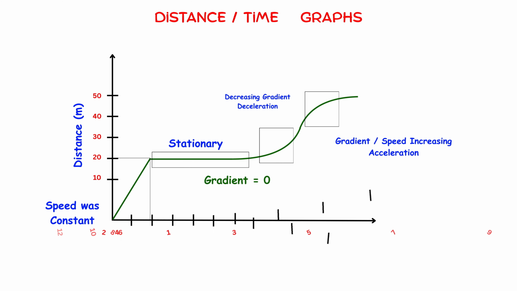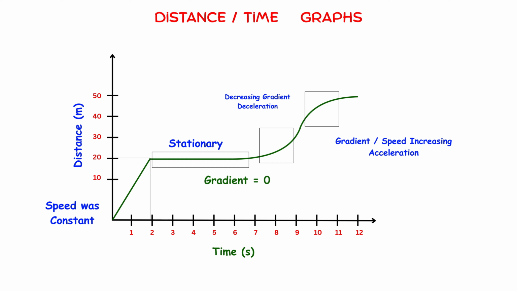Let's look at the first section of the graph where the cyclist travels a distance of 20 meters in just 2 seconds. In this case, the gradient would be 20 divided by 2, resulting in a speed of 10 meters per second. Since the line is straight, we know that the speed is constant throughout that segment. The consistency of the line's slope confirms that the cyclist maintained the same speed without speeding up or slowing down.